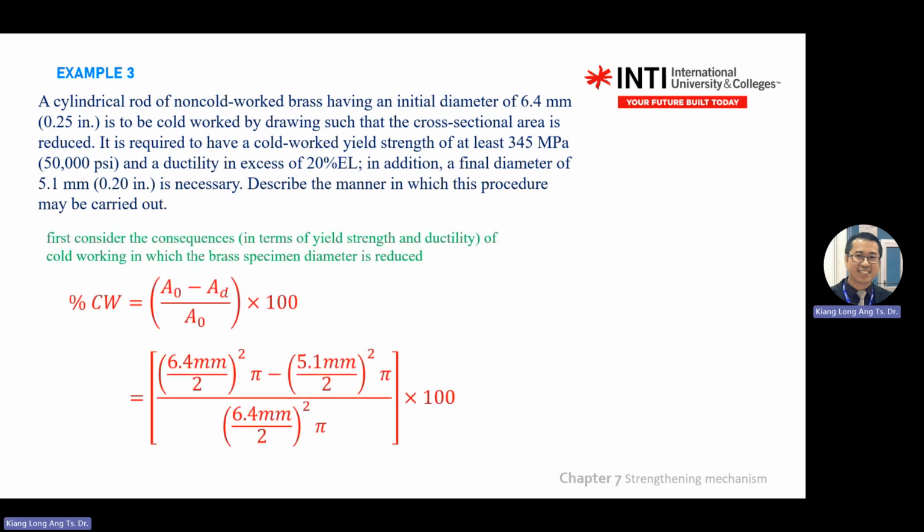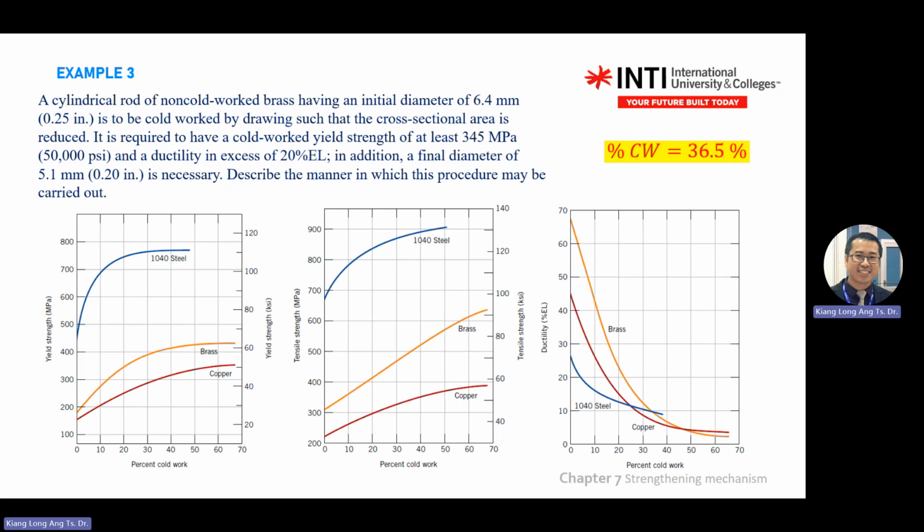So you calculate. The original is 6.4 mm. So you put in the original there. Then the customer wants 5.1 mm. You put in the calculation. The percentage of cold work from original to final product dimension is 36.5%. You calculate this one. Then you take this one, go into the graph, and see whether you can meet the process or not. Okay, so 35.6, or 36%.